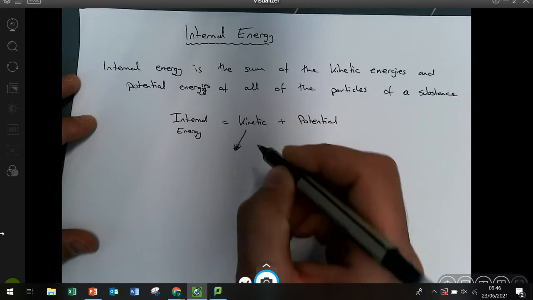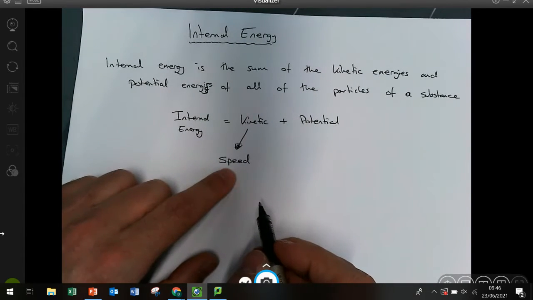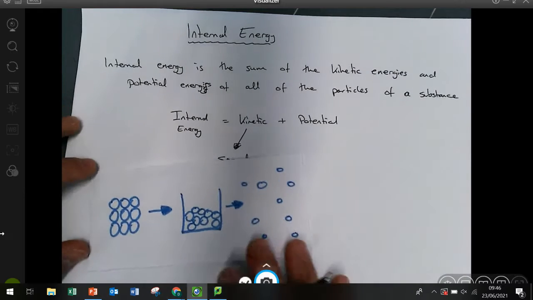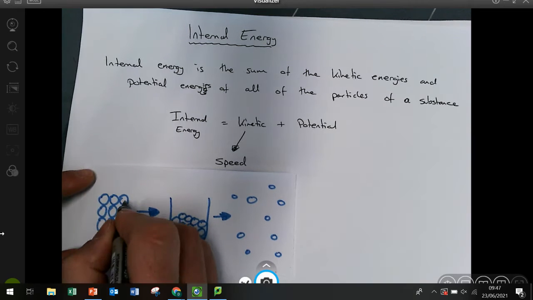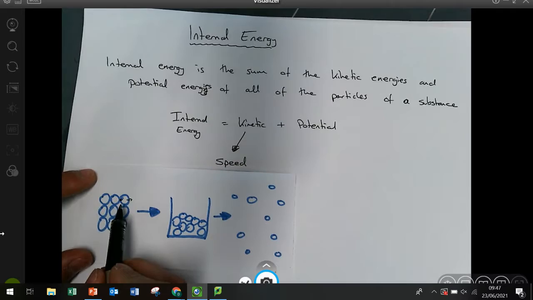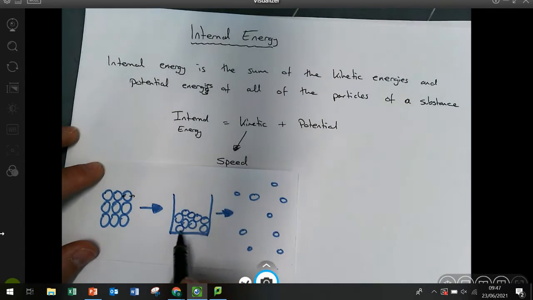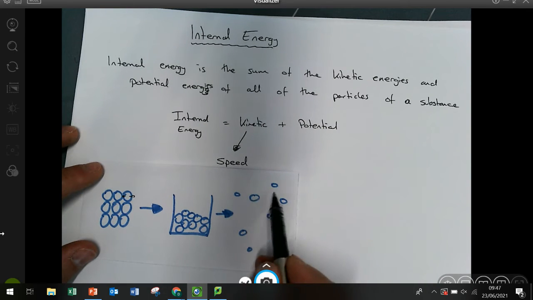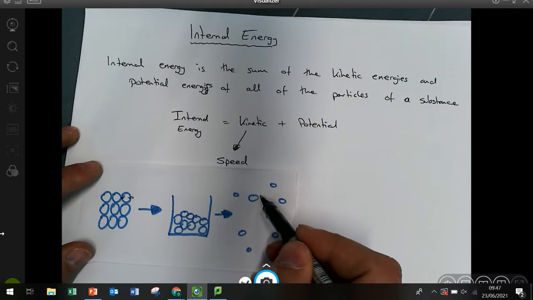Kinetic is really straightforward. This is related to the speed that the particles are moving. So that's really easy for us to then understand if we look at three states of matter. In a solid, the particles are vibrating back and forwards about an equilibrium position. They do have kinetic energy, but they don't have huge amounts. In a liquid, they are free to move past each other and around the container, so they do have more kinetic energy. And in a gas, they are moving on average with a really high speed or really high velocity. They have a lot of kinetic energy.